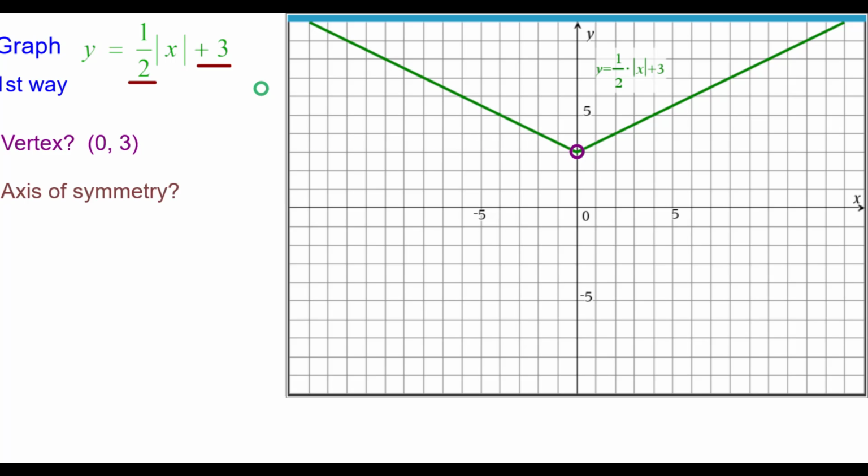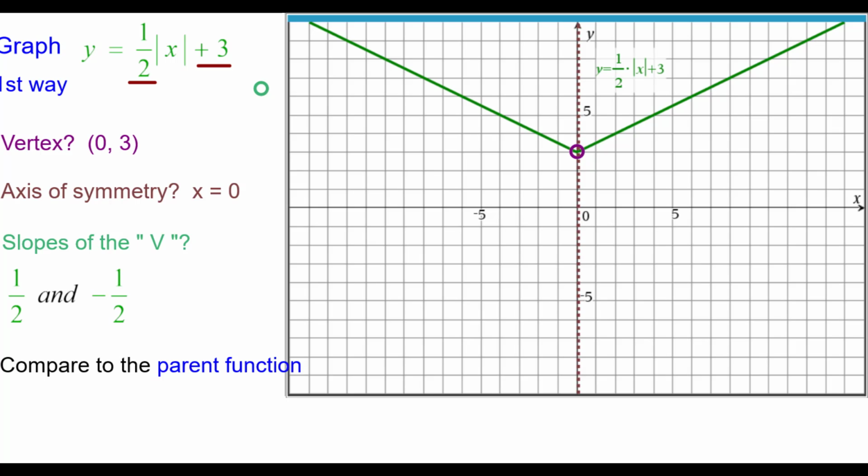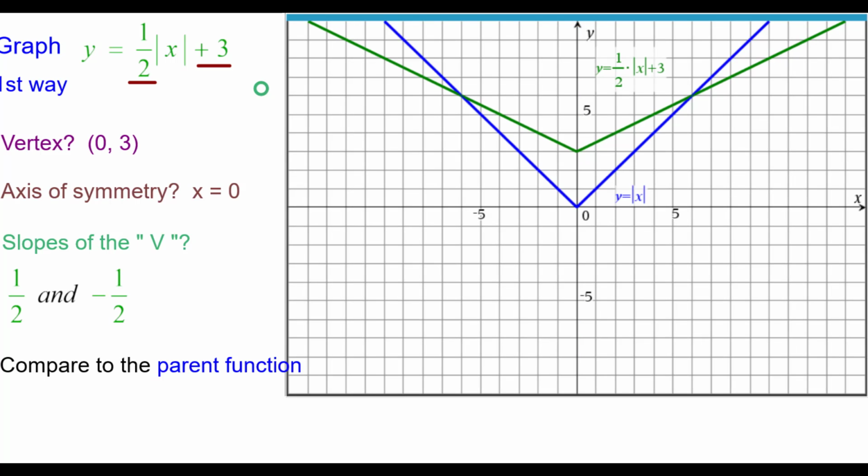There is an axis of symmetry. It's the y-axis, or the line x equals 0. And also we could talk about the slopes of the V, so to speak. They're both 1/2 and -1/2, and that comes from that coefficient. So this one's going uphill, slope is 1/2, and this part of the V has a slope of -1/2. Compared to the parent function, you can see that it is wider than the parent function, and the vertex has been moved up 3.